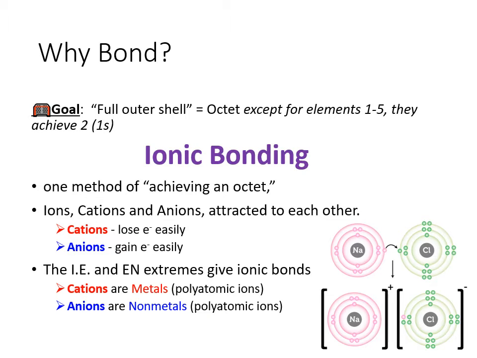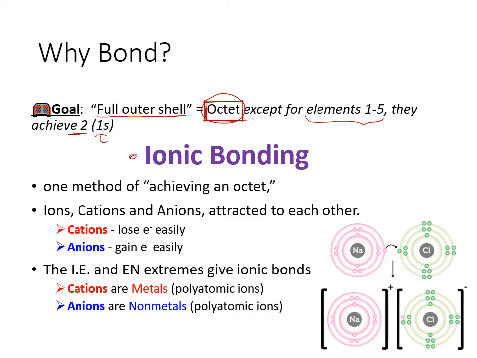Let's recall why bonding actually occurs. It occurs to get that full outer shell. Remember, we want an octet, the octet rule, except for elements 1 through 5. They only want 2 because it's in the 1s. Let's not worry too much about them. Let's focus on the octet.